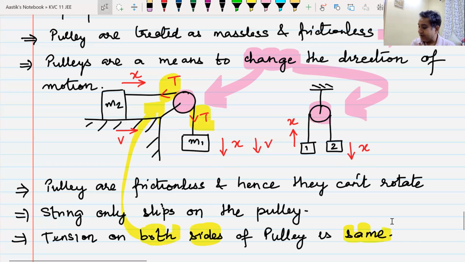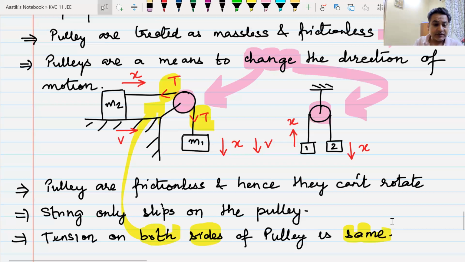Okay. Now, this is what we need to remember about pulleys and tension. There are also two more points. Let us discuss them as well. The string always remains taut. Taut means it always remains tight.